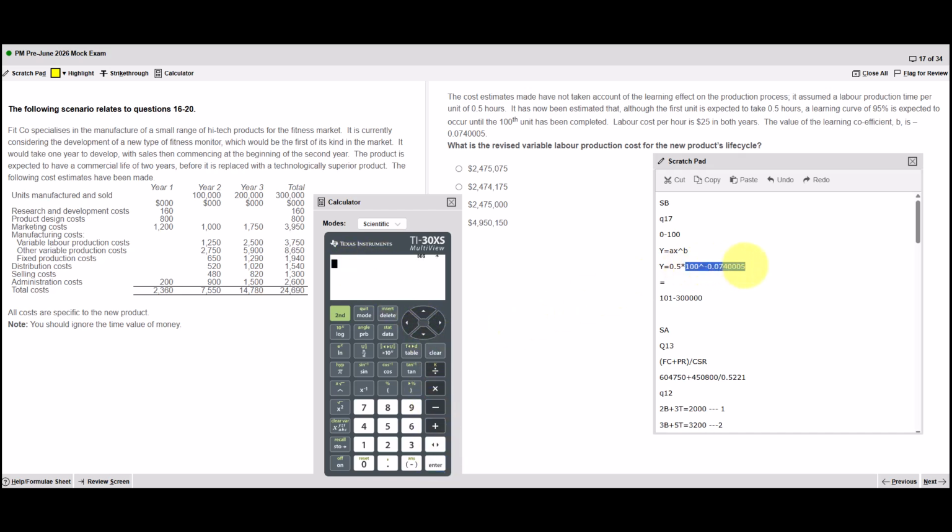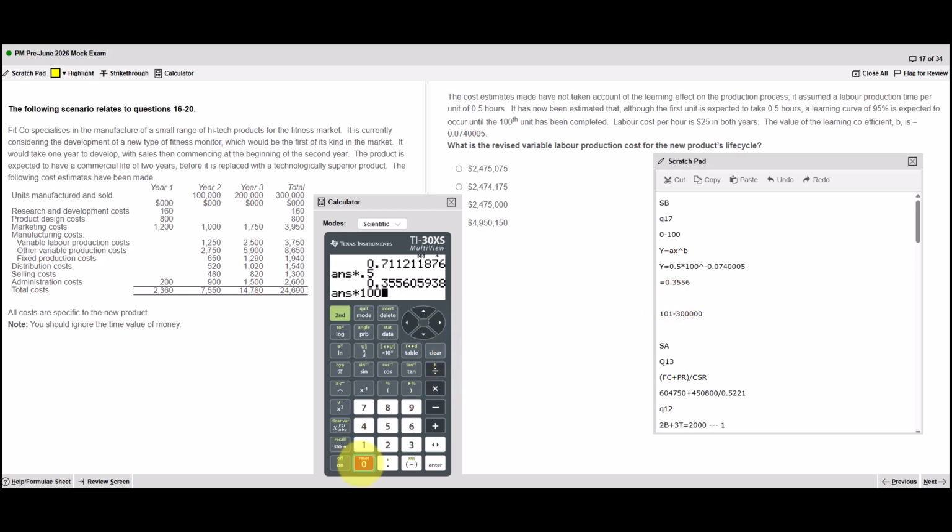And 100 to the power of negative 0.0740005 is the same as 1 over 100 to the power of 0.0740005, i.e. drop the negative. So if we do the 100 to the power, drop the negative for the first step, 0.0740005, we'll work that out. And that's basically this part that's highlighted without the negative. To introduce the negative, I need to find the reciprocal, and the reciprocal is x to the minus 1. And now I can multiply by the 0.5. So this is the average time per unit for the first 100 units.